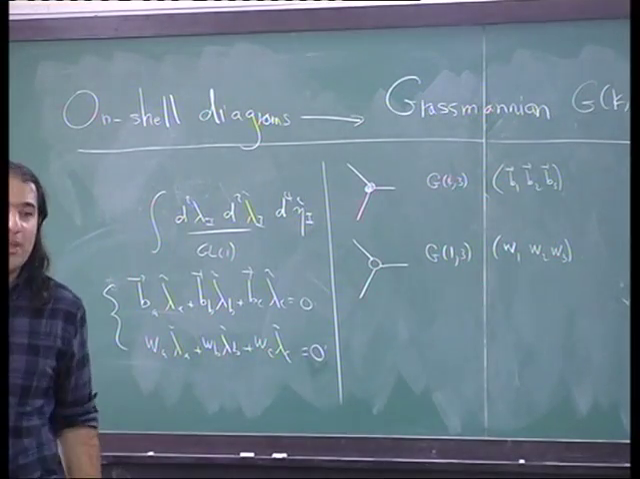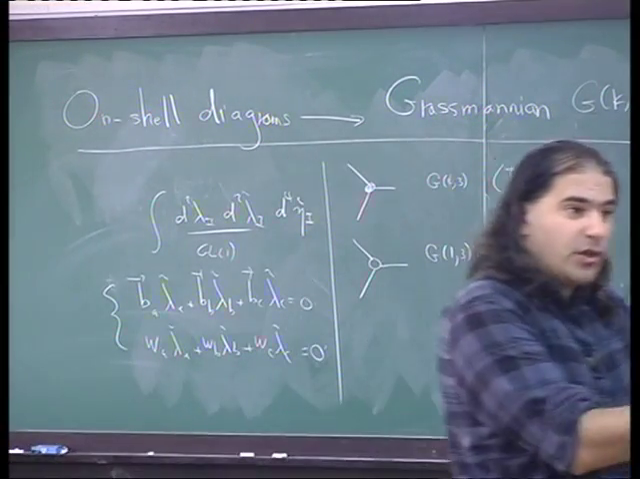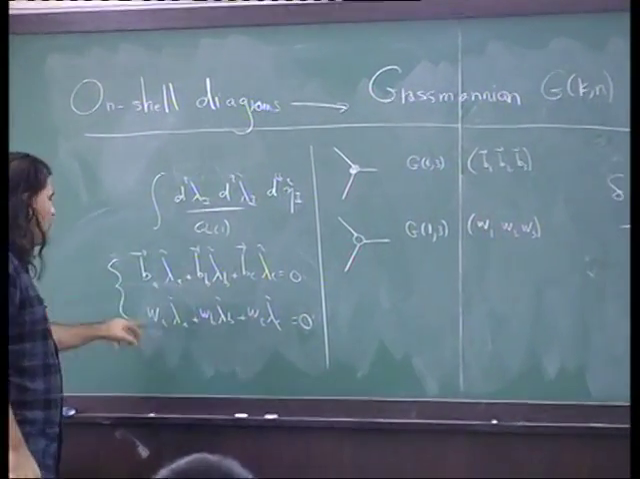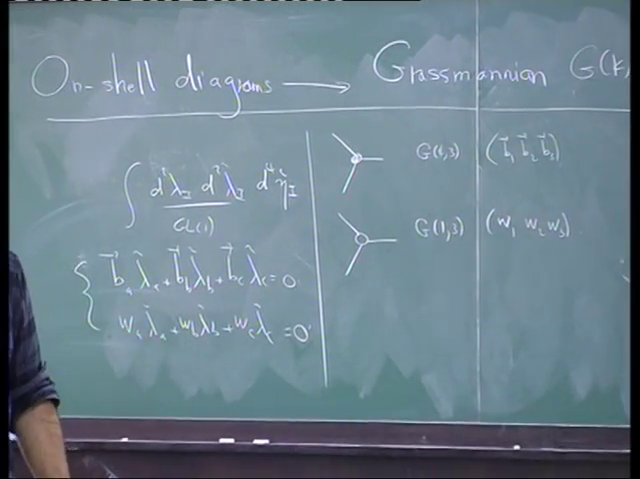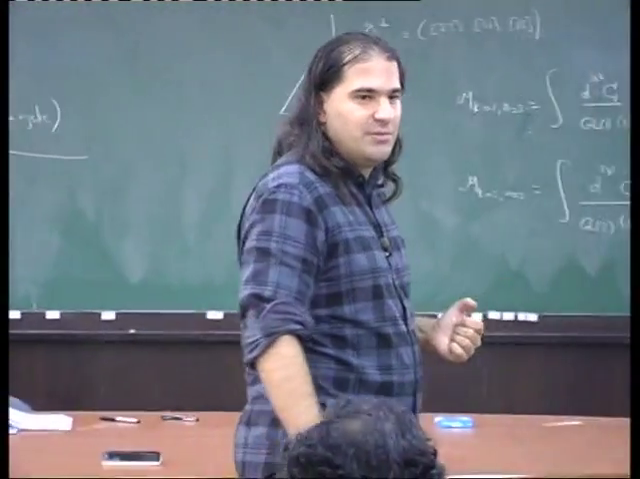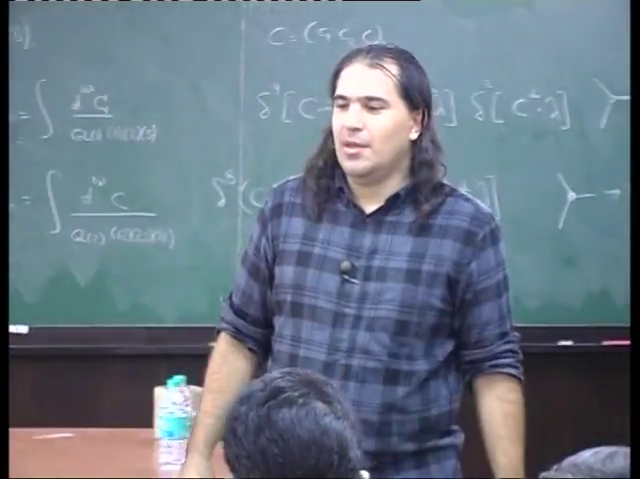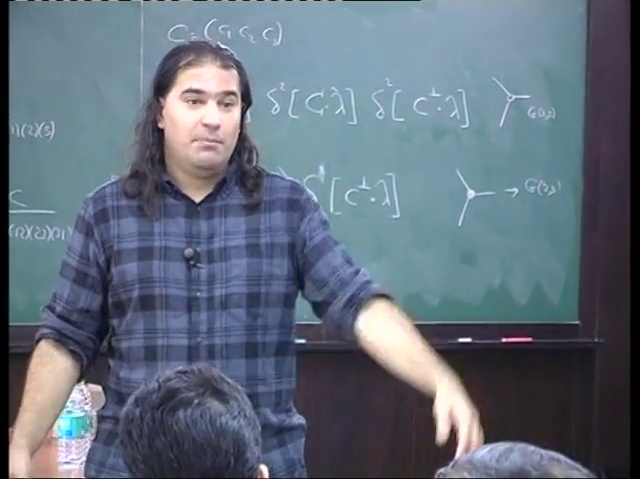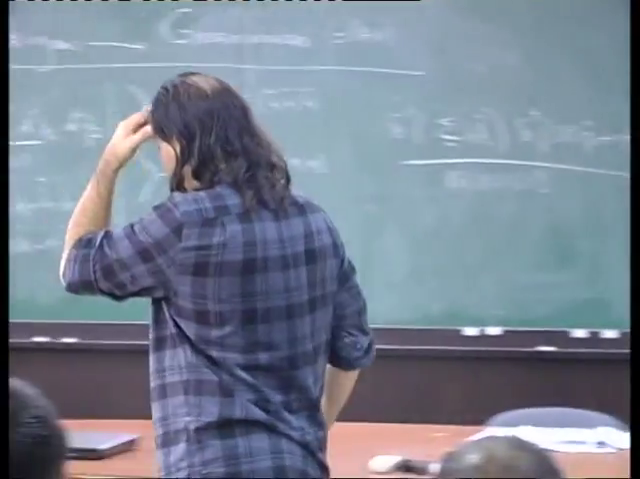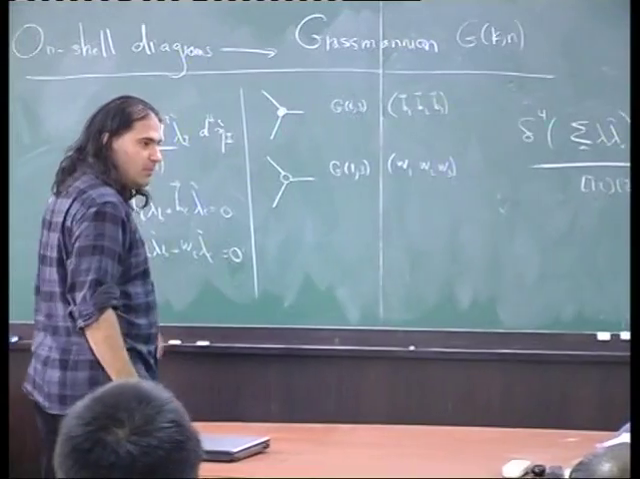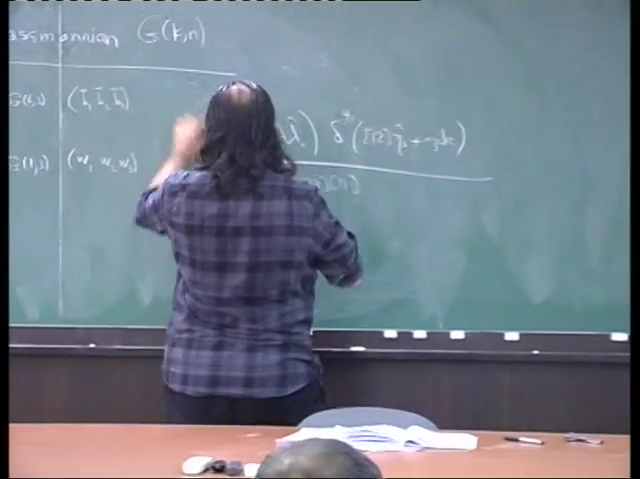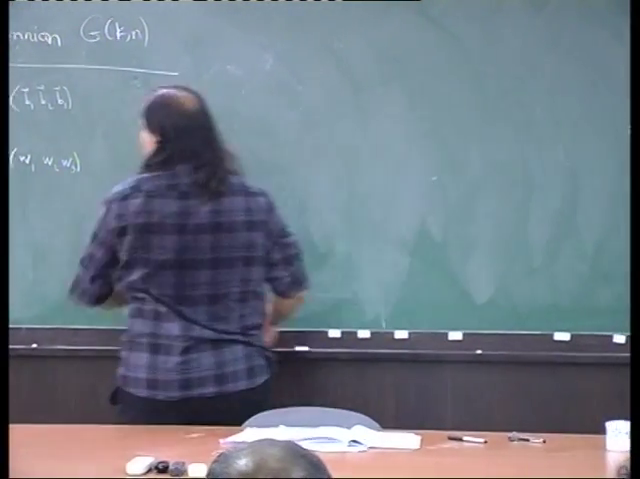So now that you give me a graph, it's associated with a whole ton of linear equations. 2 linear equations for every black vertex, and 1 linear equation for every white vertex. Okay? Now all we have to do is eliminate lambda tilde I from those equations. So if we eliminate them, what we're left with is some linear relation between the remaining lambda tildes, which are the external ones. Okay? So you just eliminate the internal guys.